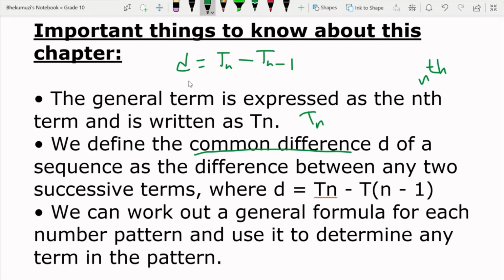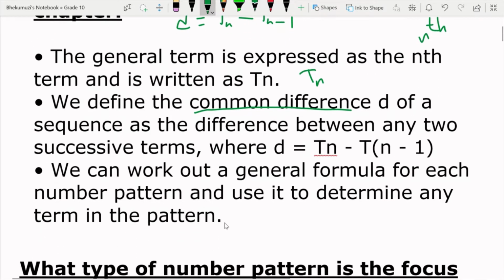And we can work out a general formula for each number pattern. You use it to determine any term in the pattern. So if we have a general formula, then we can work out anything in the pattern, right? And that's the entire point about this particular chapter. But now let's get into what we're actually looking at.